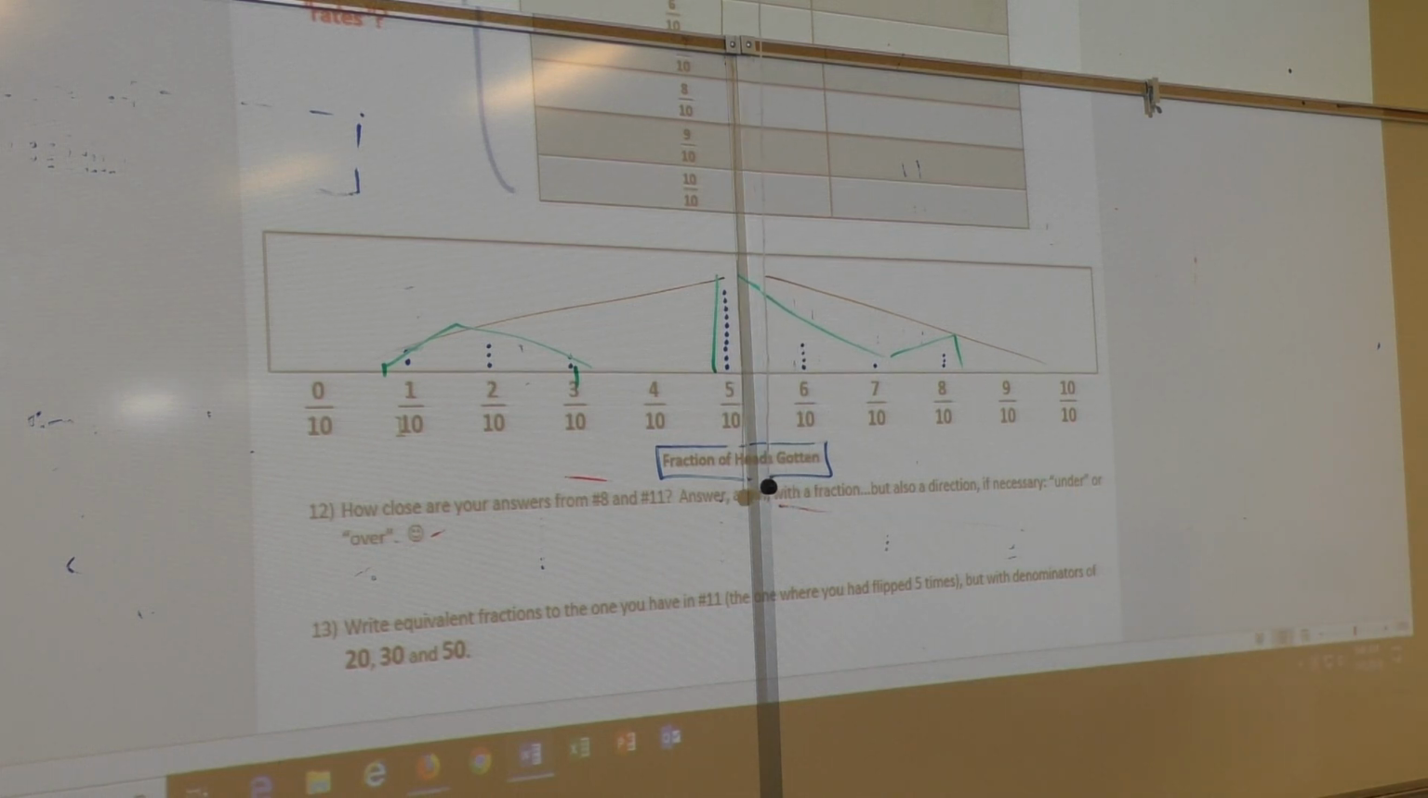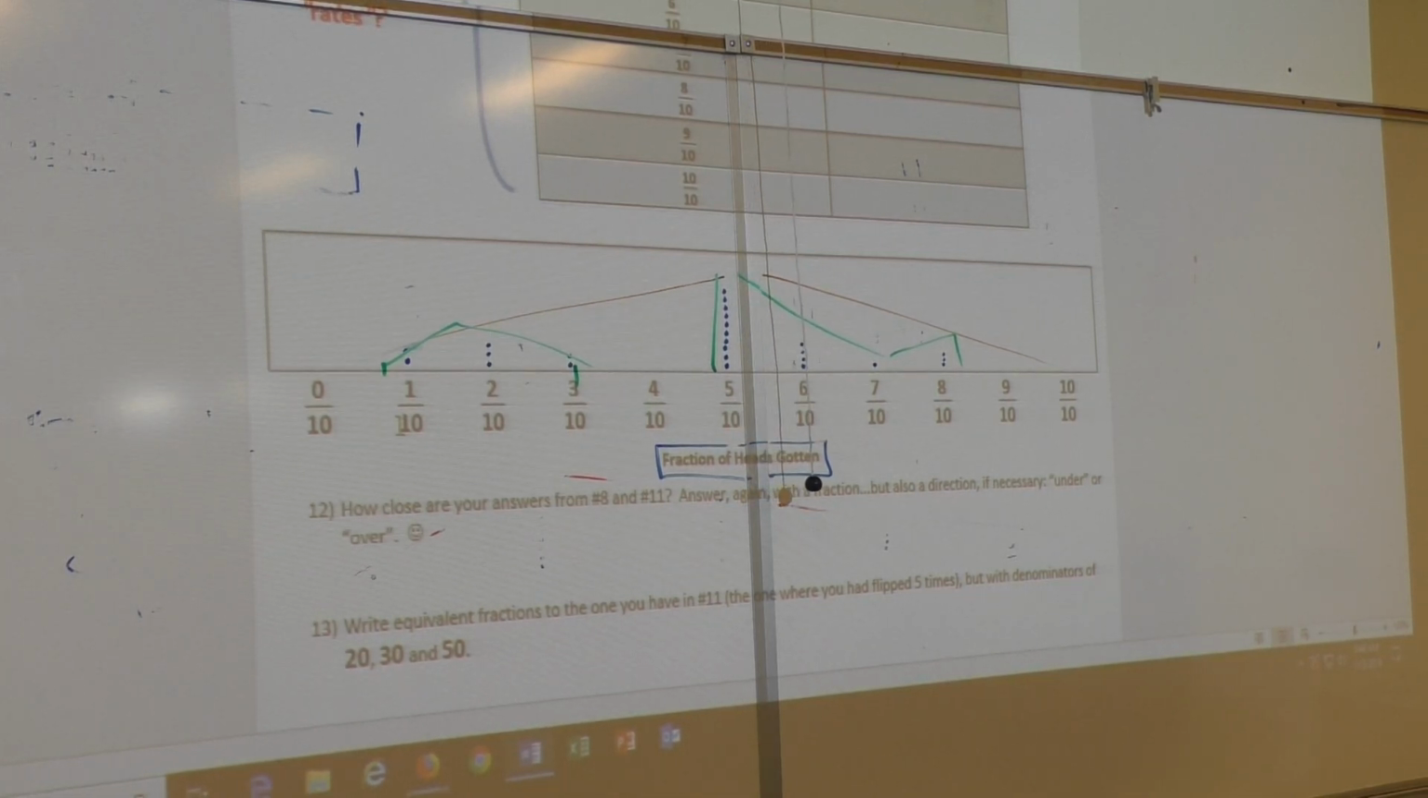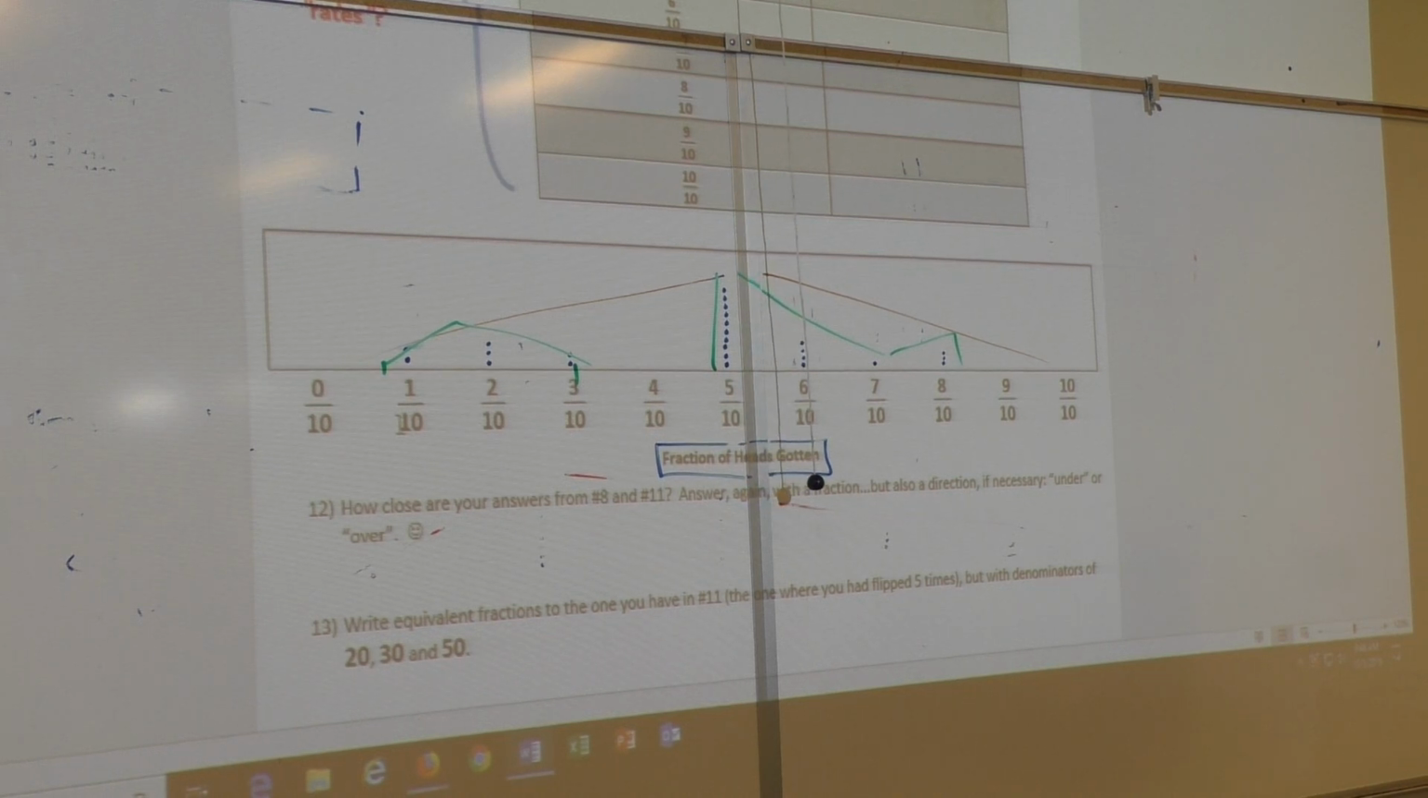Okay, this is going to be fun. I'm going to make a program to flip coins for us in Excel. We're going to take a look. I'll do it over the week. I'm going to write myself a note. Take a look at number 12.